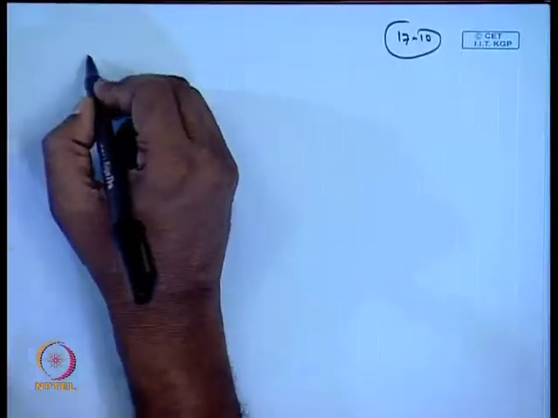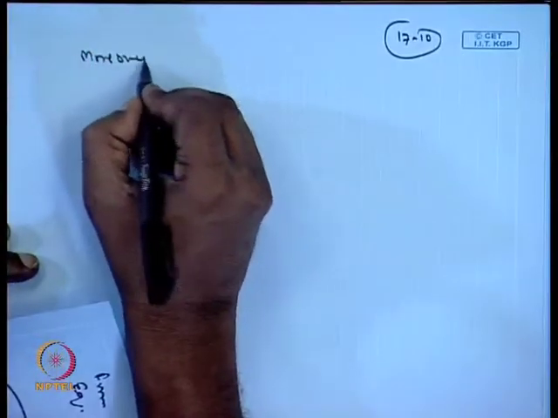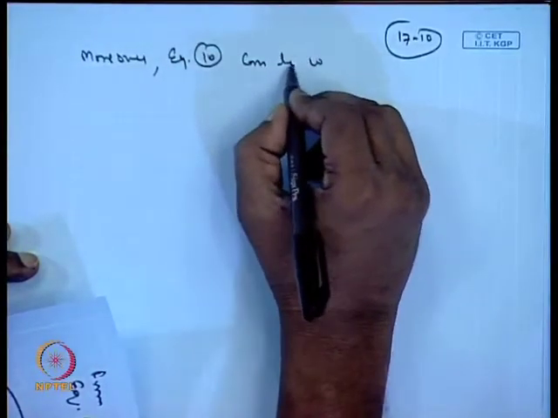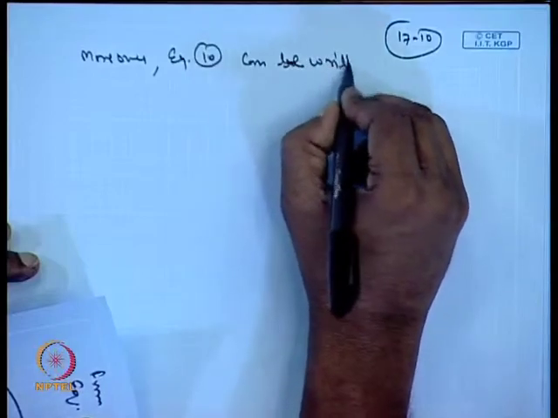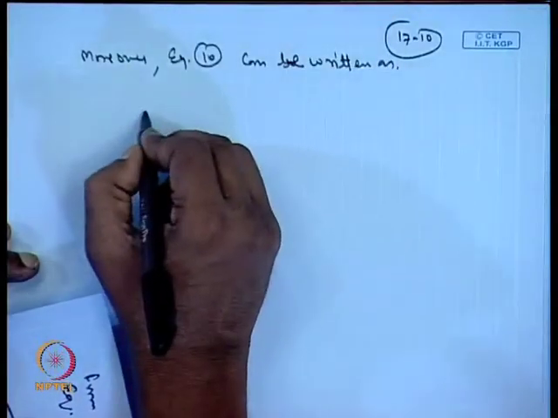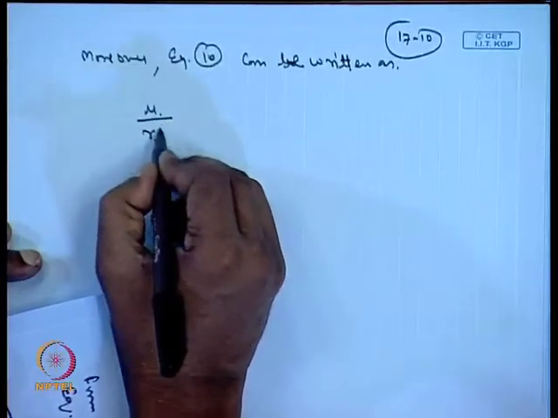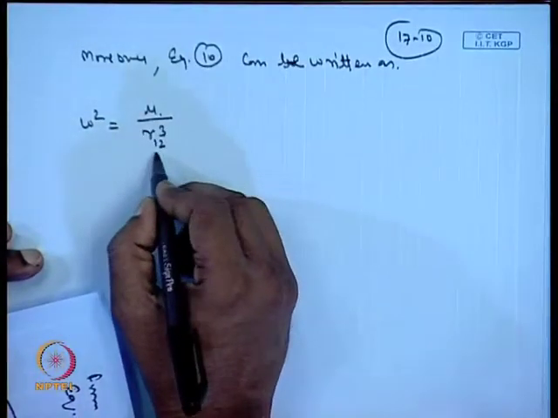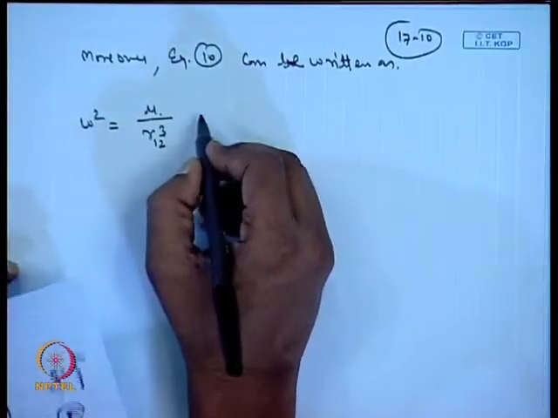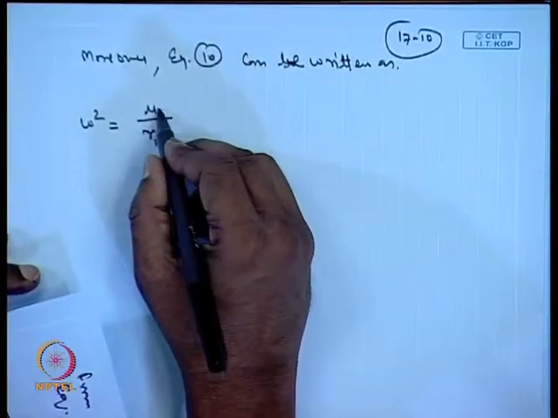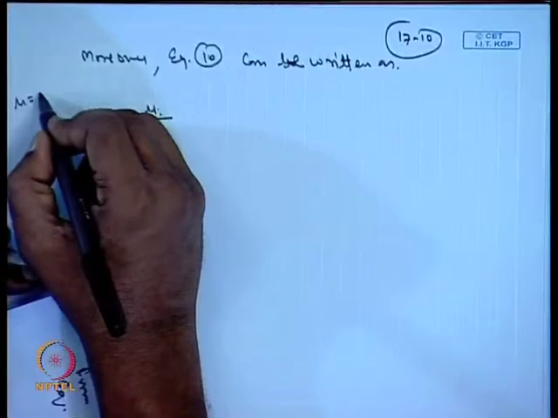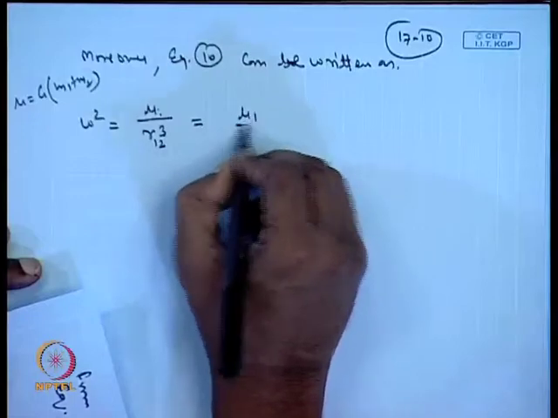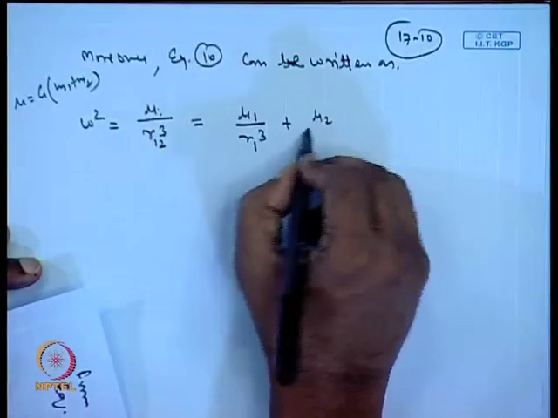Moreover, equation 10 can be written as mu by r 1 2 whole cube, because omega square is equal to nothing but mu by r 1 2 whole cube, where r 1 2 is the distance between the points A and B, okay. And mu is nothing but G times m 1 plus m 2. So, this is equal to mu 1 by r 1 cube plus mu 2 by r 2 cube.